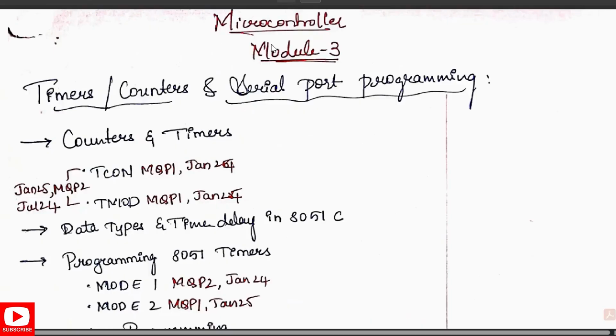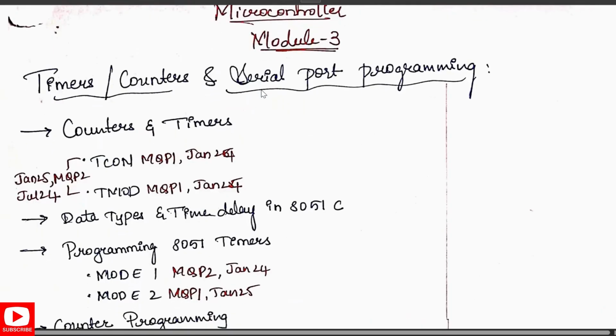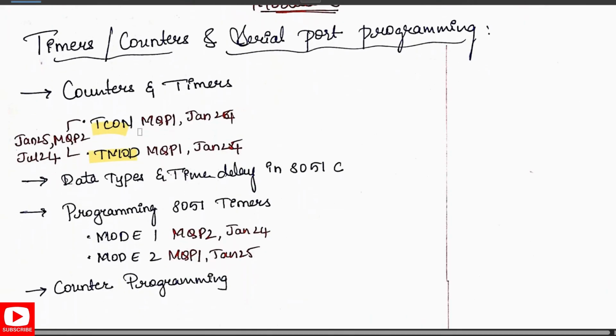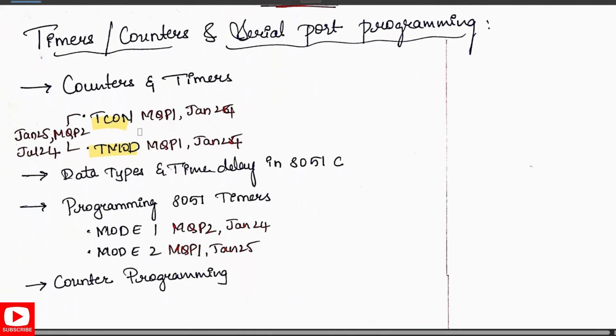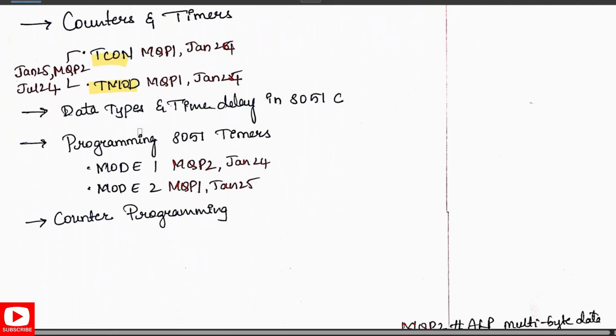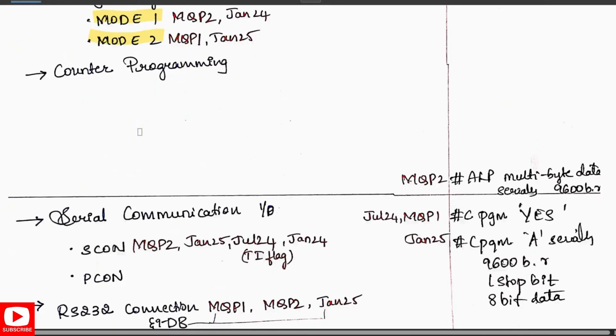So let's get started. TCON and TMOD, as I said, have appeared in many of the papers, and then data types and time delay in 8051 C, that is the second concept. Programming 8051 timers, that is mode 1 and mode 2. These are the main four important topics that I'll be discussing in today's video in part 1.